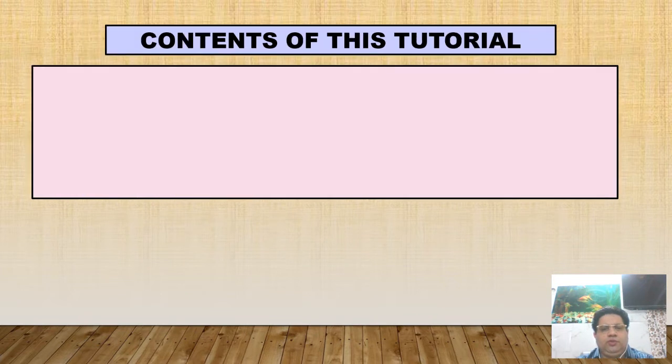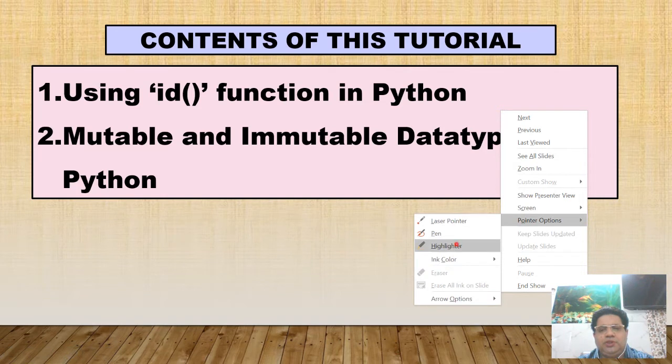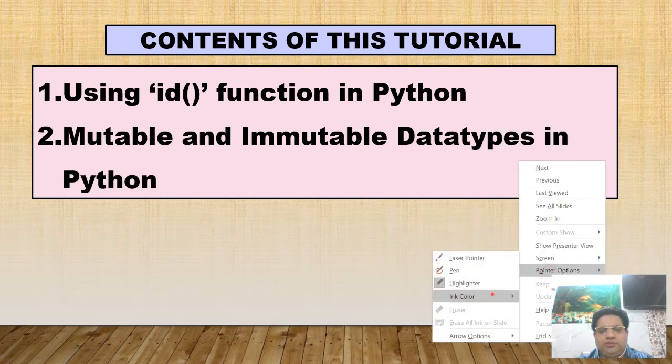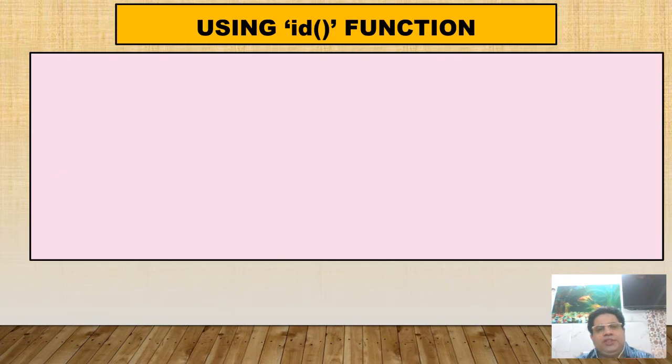In this tutorial we will study how to use the id function in Python and what are mutable and immutable data types in Python. So both are important topics. First of all, we will study how to use the id function, and second, what are mutable and immutable data types. So let's start with the id function. Now the id function gives the address of any value in memory.